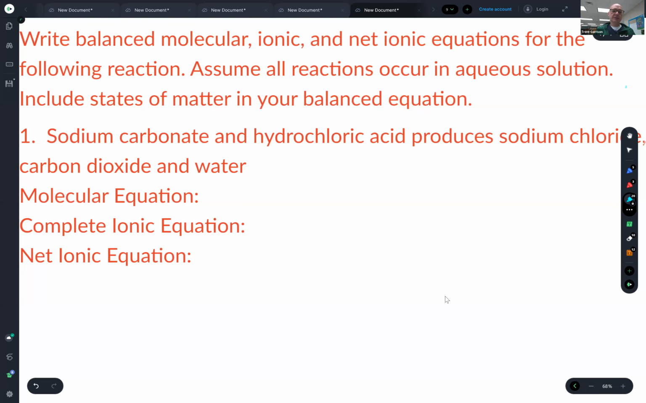Okay, so in this problem, what we are trying to accomplish is, first off, we have to predict these products. We have to convert these words into a reaction, and then do it in the three different formats they are asking for: the molecular, complete, and net ionic. So the molecular is just the normal that we've been doing. So I've got sodium carbonate and hydrochloric acid, and it produces sodium chloride, carbon dioxide, and water.